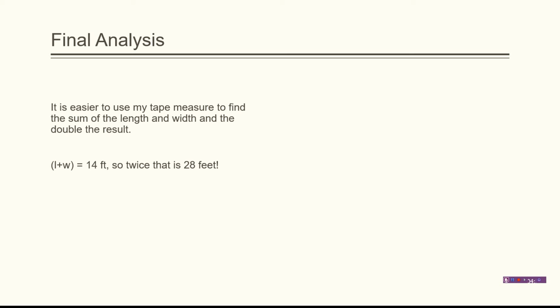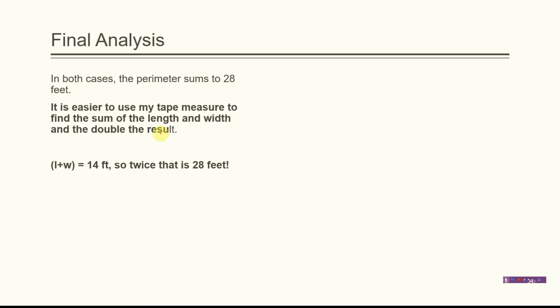Right? So it is easier from the first method to use my measuring tape to find the sum of the length and width and then double the result. That is, I looked at the formula P equal to 2 times the sum of L plus W. I used my measuring tape and did what is the length, what is the width, measured around it, and then double that.